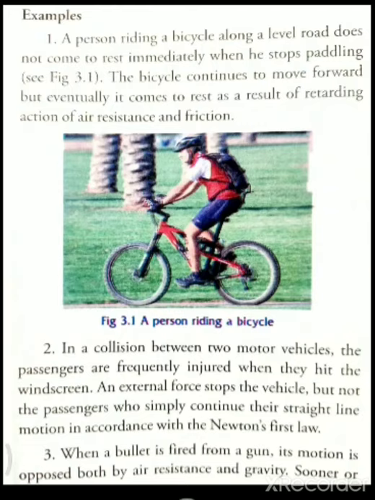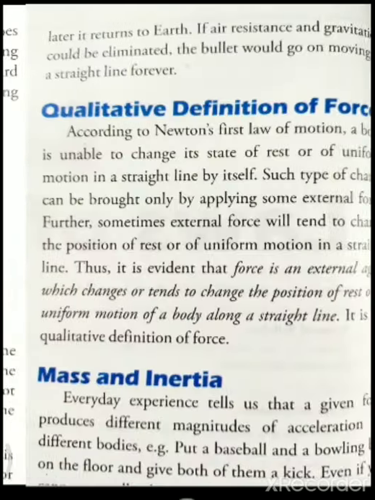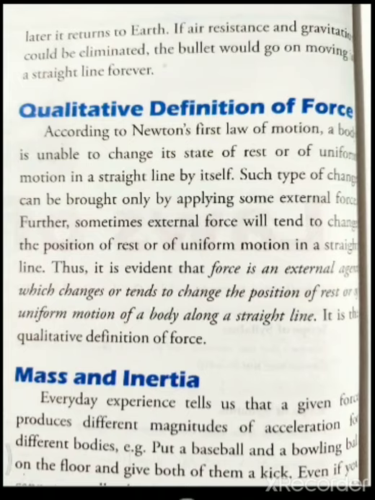Next example, when a bullet is fired from a gun, its motion is opposed both by air resistance and gravity. Because when a bullet is fired, the bullet is moving through the air and the air also tries to oppose the motion of the bullet. As well as that, the bullet has some weight, and you know that weight always acts vertically downward, or we can say it is because of the gravitational force of attraction. Sooner or later it returns to earth.